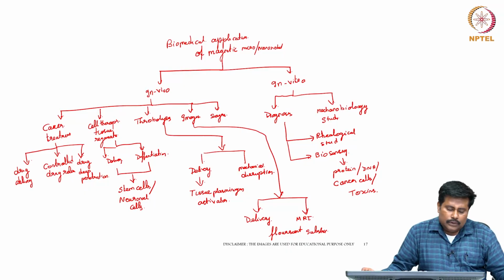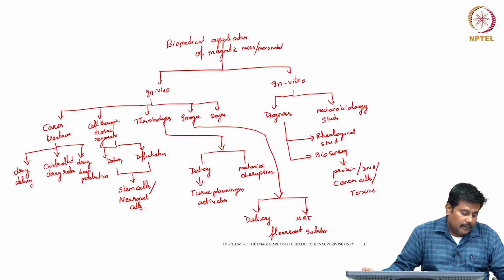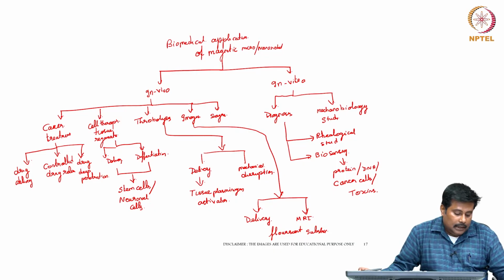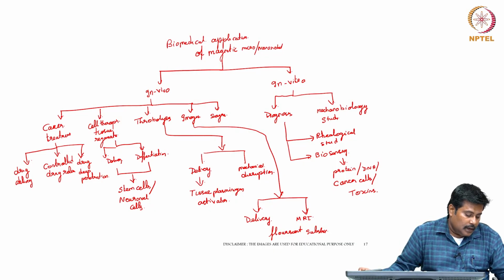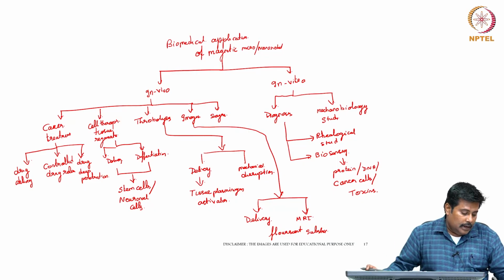So these are some of the biomedical applications of these magnetic micro robots. In many cases it can be used as a kind of surface walker, in many cases it is also used for rotation, and in many cases it is also used for therapeutic applications.